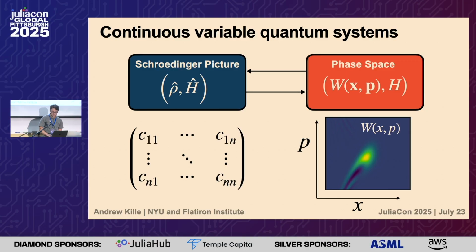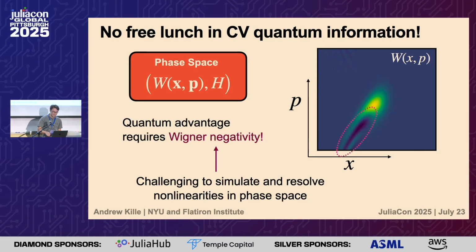The Wigner function is really interesting. It's considered a quasi-probability distribution, so it can take on negative values, and a lot of quantum information scientists use that Wigner negativity as a quantum resource. You can think of cat states, which we saw earlier in the Piccolo talk, or GKP states. They all possess some sort of Wigner negativity if you look at them in the phase space.